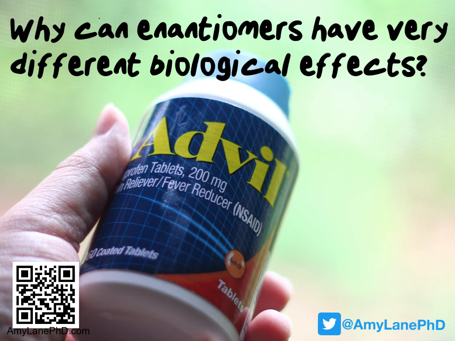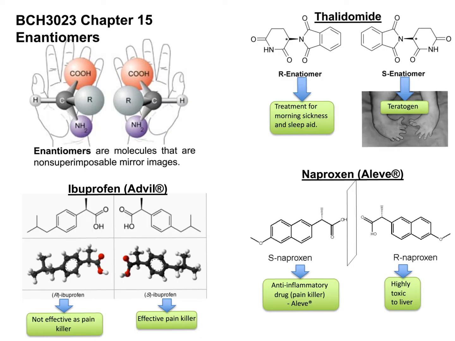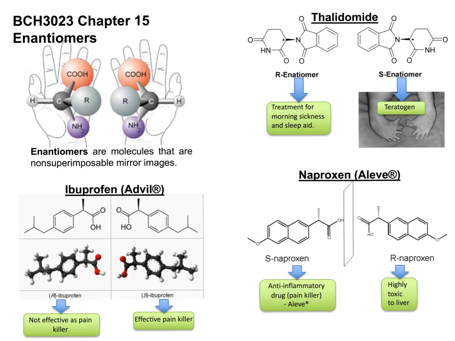And we see this time and time again in the field of drug development and drug discovery, that one enantiomer is responsible for the observed biological effect of the compound. So why is that the case, that different enantiomers can have very different biological effects? Well, by the end of this video, we will understand why. Let's take a look at the concept of enantiomers and some current or previous drug molecules that exist as mirror image isomers or enantiomers. Remember that enantiomers are molecules that are related as non-superimposable mirror images of one another.